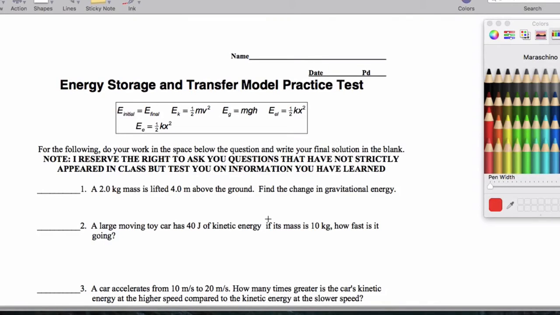All right, so I want to jump in and take a look at this practice test and make sure you guys get solutions. Couple things I would change. I don't like how it says find the change in gravitational energy, so I'm just going to change that to find the gravitational energy. And I'll go ahead and just cross this out.